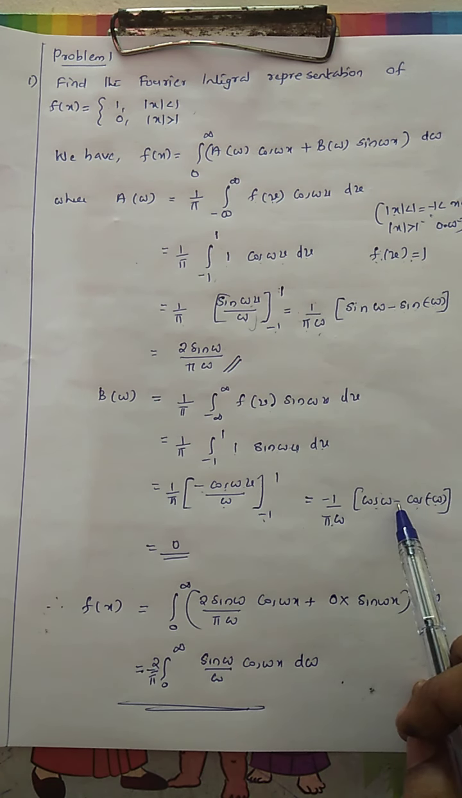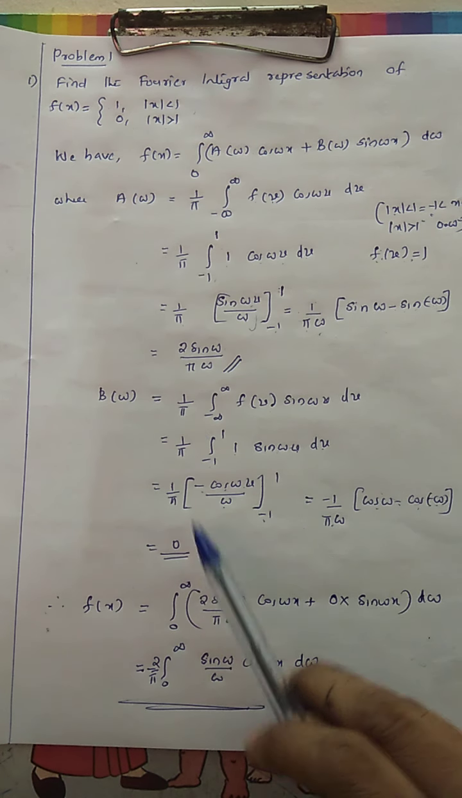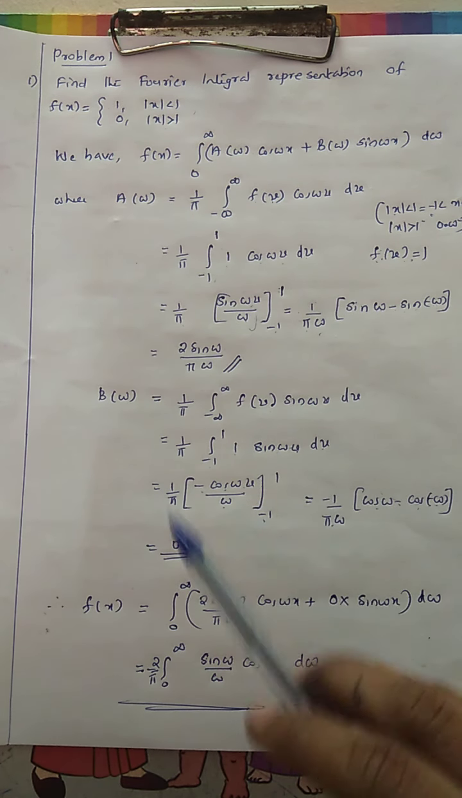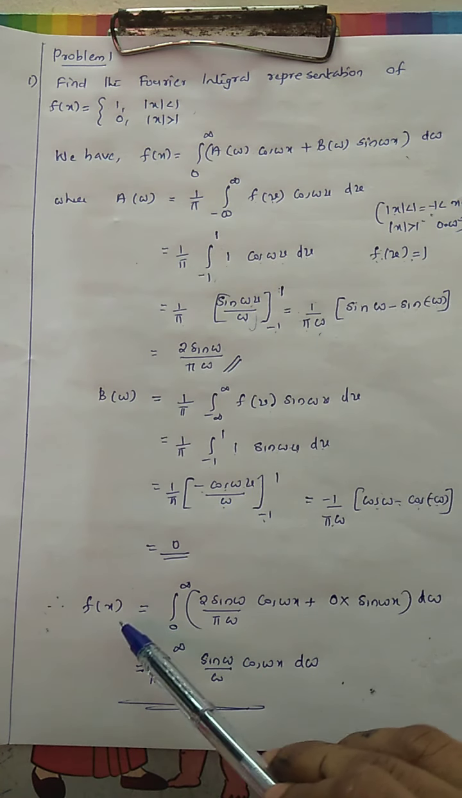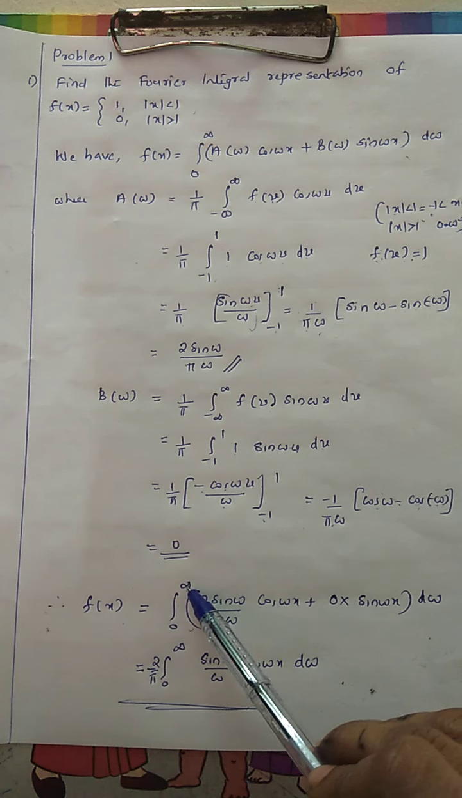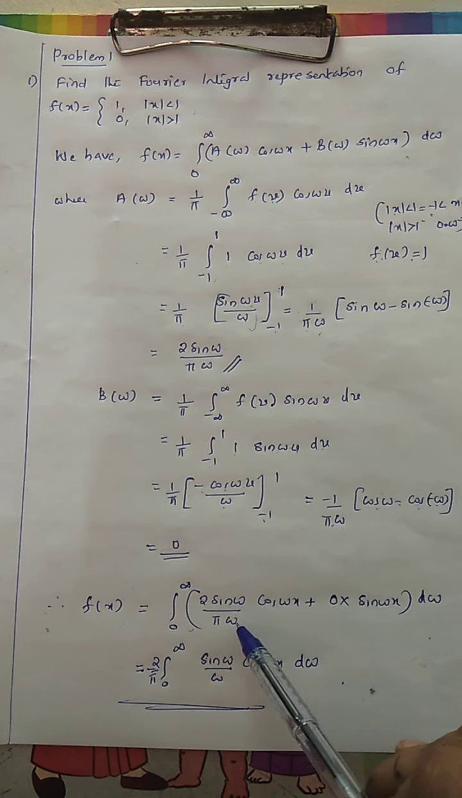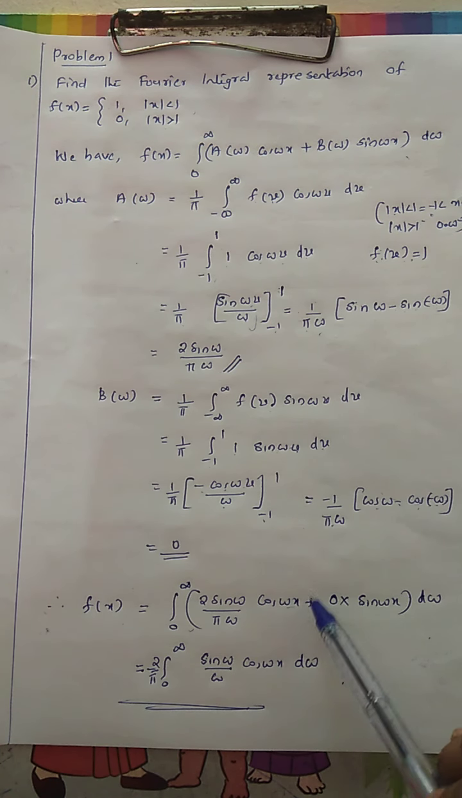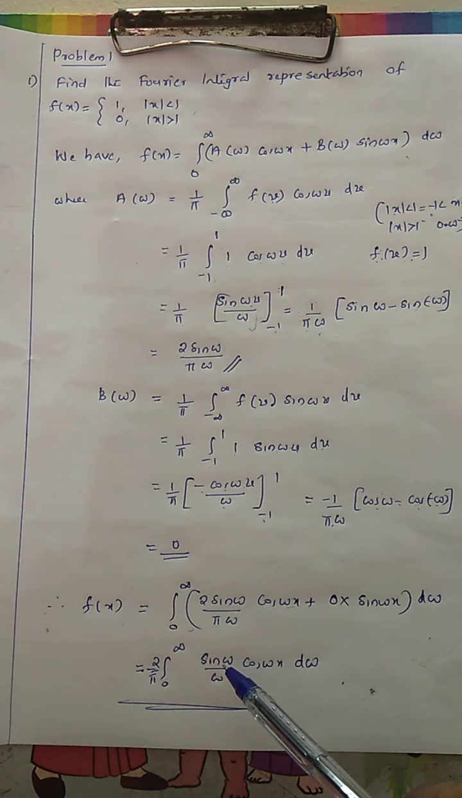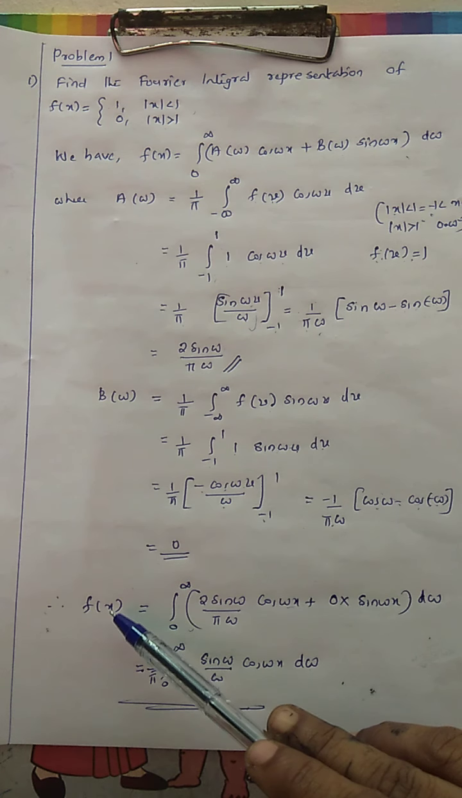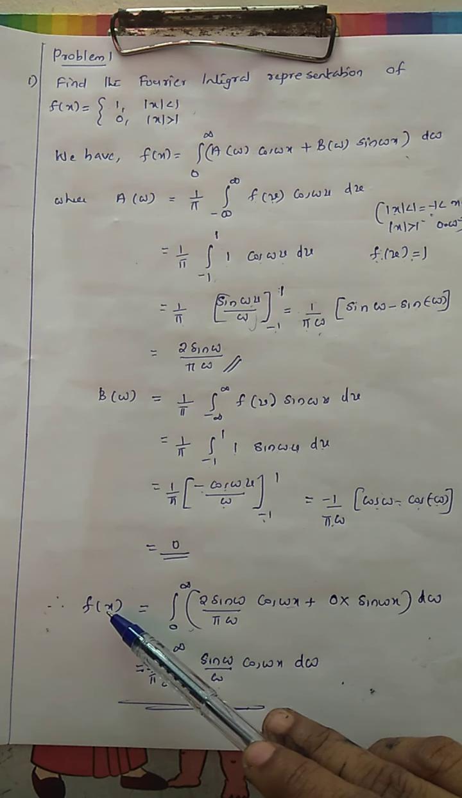So cos omega minus cos omega becomes 0. So b omega is equal to 0. Now substituting a omega and b omega in this Fourier integral representation, we get f of x is equal to integral 0 to infinity 2 sin omega by pi omega cos omega x plus 0 into sin omega x d omega. The second term vanishes and what remains is 2 by pi into integral 0 to infinity sin omega by omega cos omega x d omega, which is the Fourier integral representation of the function f of x.